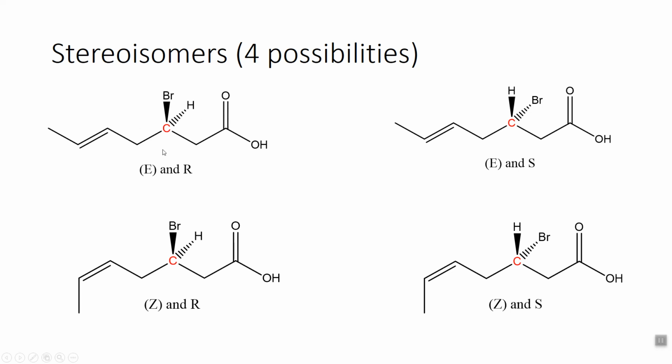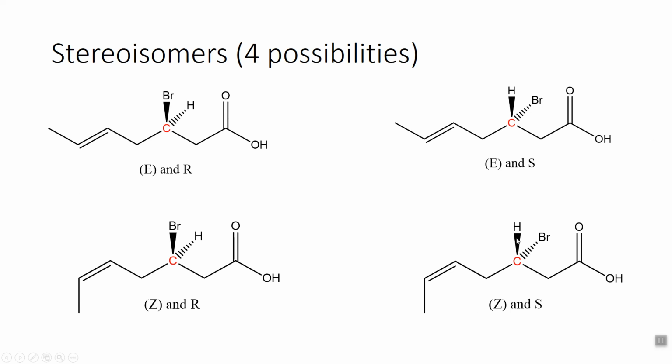As far as the chiral carbon goes, I have 2 possibilities. I can hold the smallest group to the back, hydrogen, and if I have bromine coming out and the other 2 in the plane as shown here, I get the R configuration. And if I switch those 2 things, so notice that I've switched the bromine and the hydrogen, I get the S configuration. So here I have 2 R's and 2 S's. And as you can see, there are 4 possibilities: E and R, Z and R, E and S, Z and S.